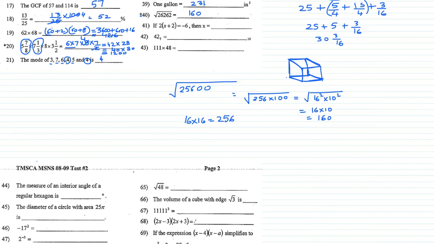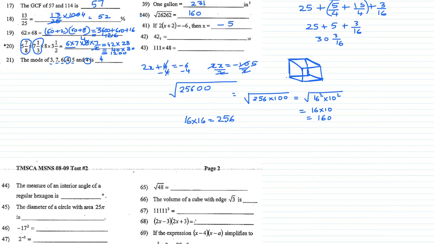Question 41. If 2 times x plus 2 is equal to minus 6, then what is the value of x? So this can be written as 2x plus 4 equal to minus 6. So I can subtract 4 from both sides. So I get 2x is equal to minus 10. So divide both sides by 2. So x is equal to minus 5.